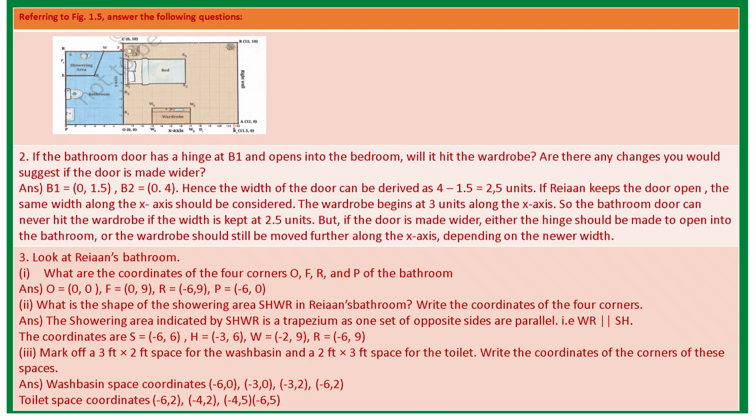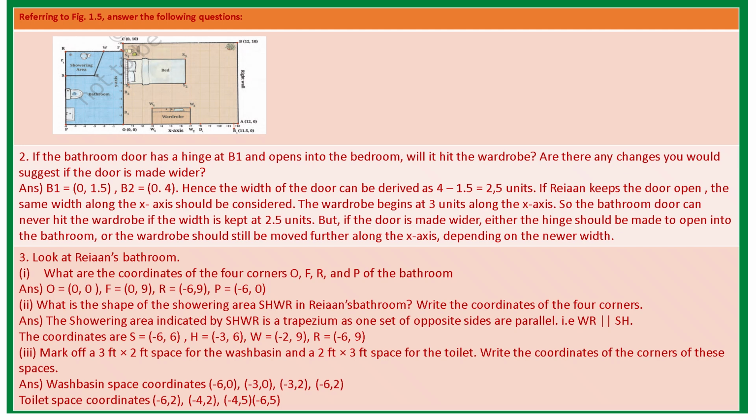Now look at Rayan's room. Question number 1. What are the coordinates of the four corners O, F, R and P of the bathroom? The coordinates we can very well find out from the figure. O is (0, 0), F is (0, 9), R is (-6, 9) and P is (-6, 0).